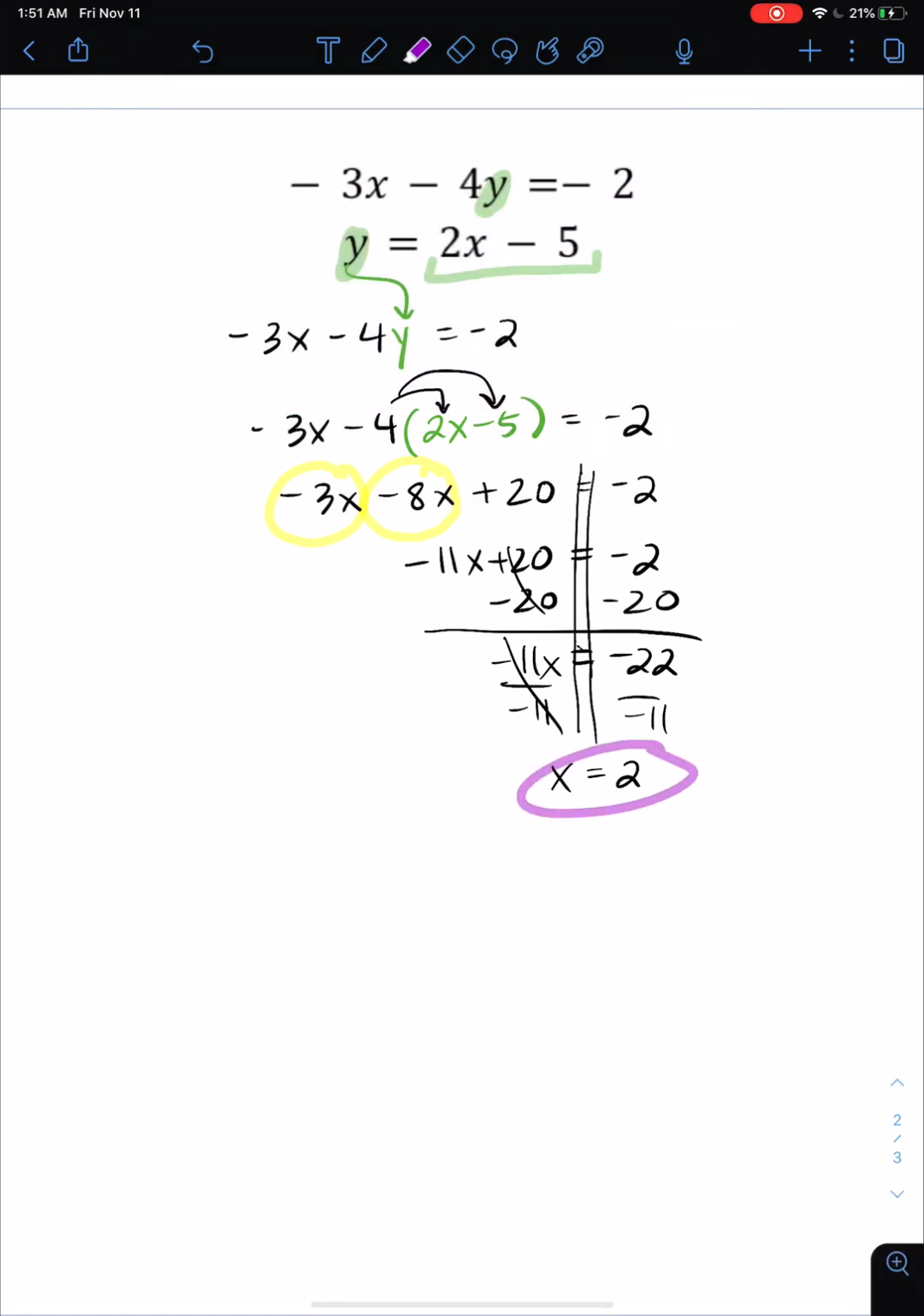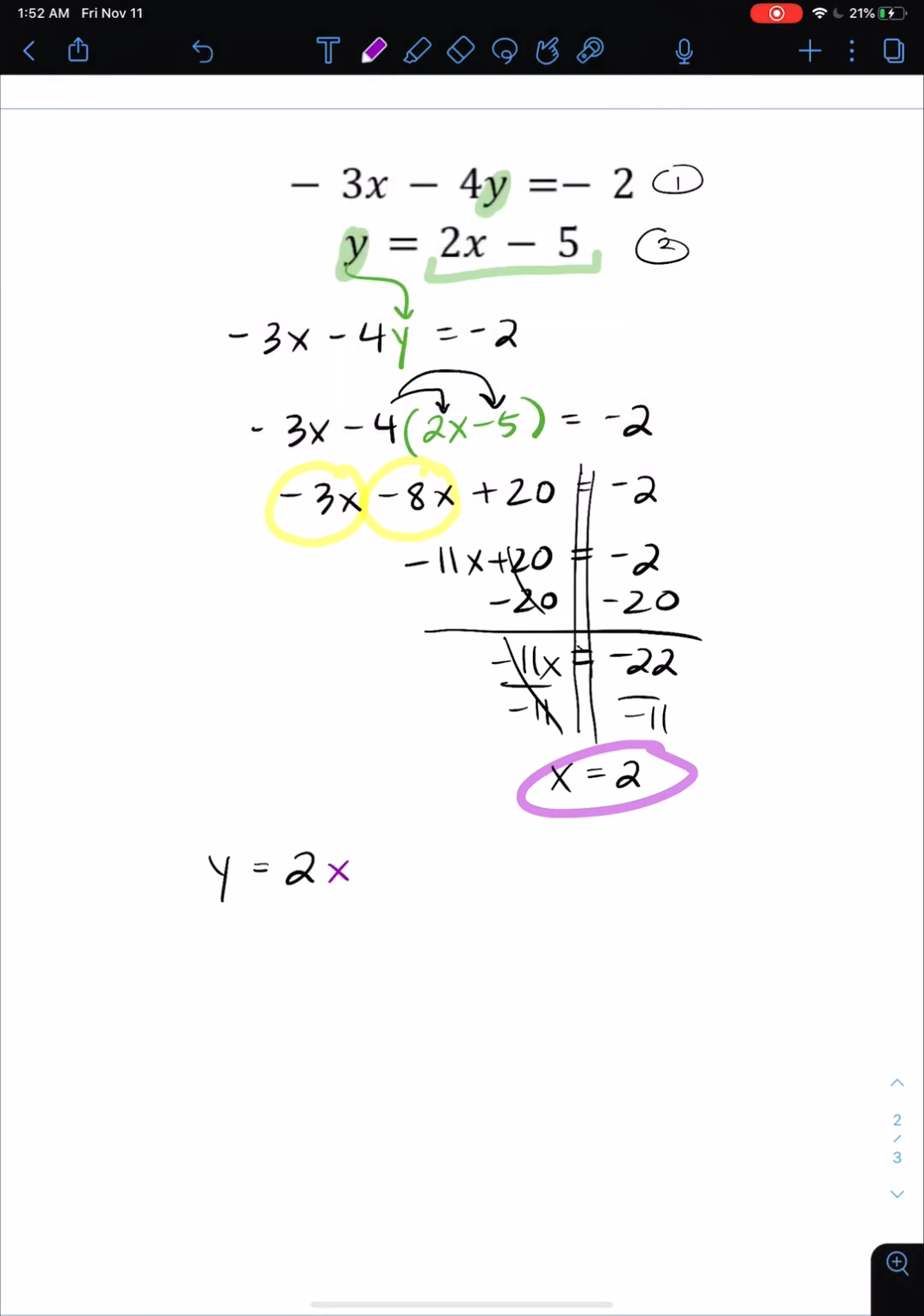So now we've solved for one of our variables. We have x is equal to 2. However, we don't just want x. We also want the value of y. So I'm going to take x and substitute it back into an equation. I can use either the first equation or the second equation. But the second equation was already in y equals form, so it would make the most sense to use this one because it's the easiest. But again, there would be no issues if you used the first one as well.